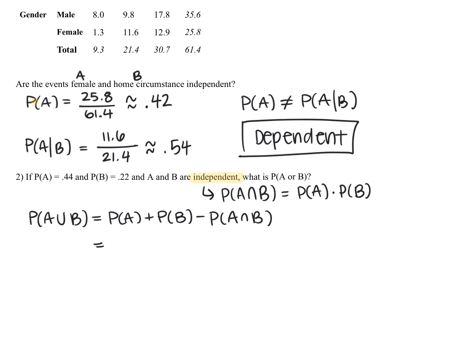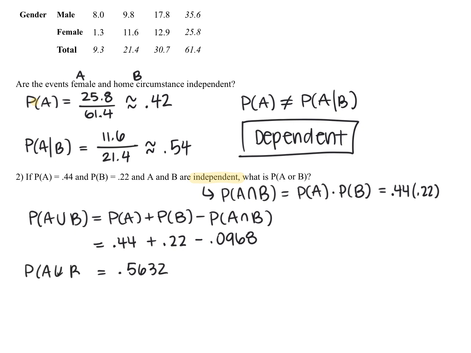So the probability of A is 0.44 plus the probability of B, which is 0.22. Because they're independent, my A and B is 0.44 times 0.22, which is 0.0968. So I'm going to subtract that: 0.44 plus 0.22 minus 0.0968. And that gives me 0.5632 as my probability for A or B.